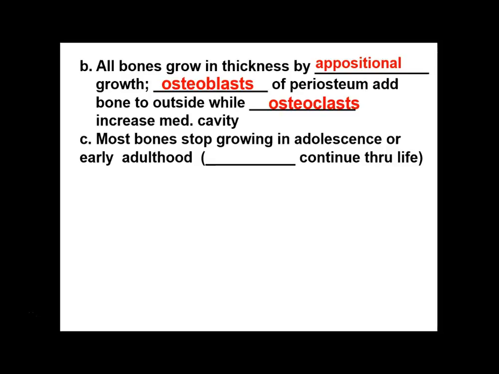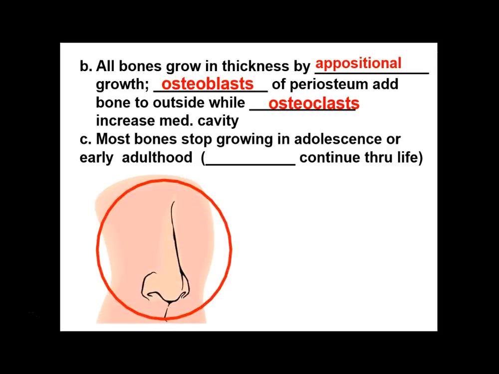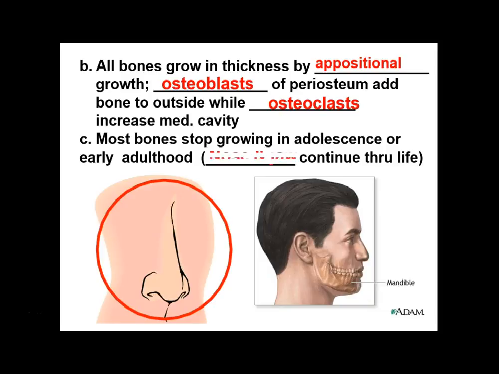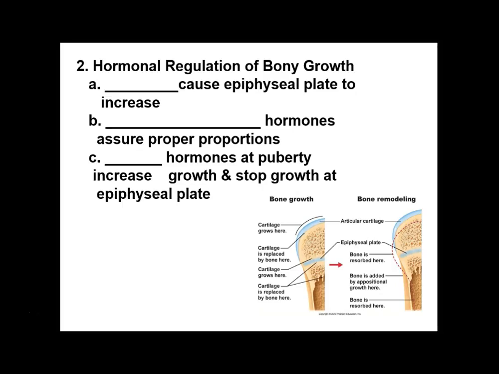Most bones stop growing in adolescence or early adulthood. There are two bones, though, your nasal bone and your jaw bone, that continue throughout your life. As we get older, our face becomes more angular. So how do we control bone growth? We do it with hormones.